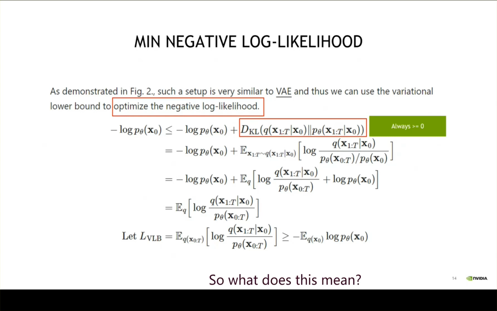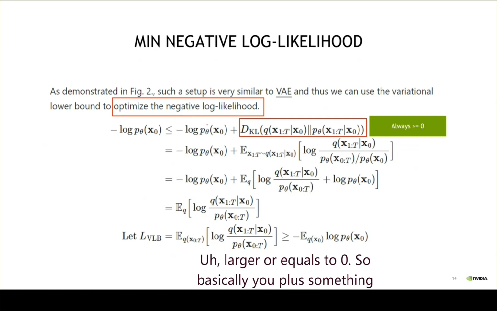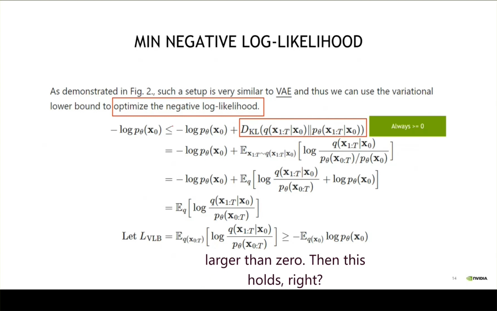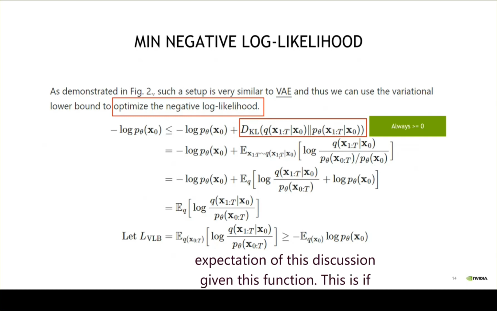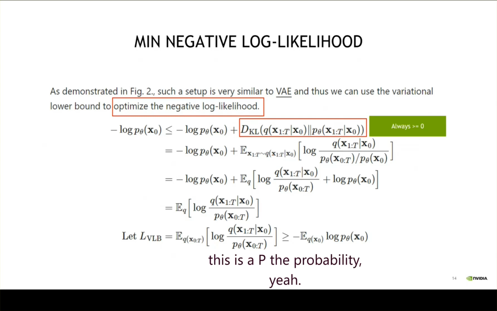So what does this mean? It's a KL divergence. KL divergence is always larger than or equal to 0. So basically you add something larger than 0, then this inequality holds, right? And this KL divergence equals an expectation of this distribution given this function. This is f, this is p, the probability. And then we go to some details.